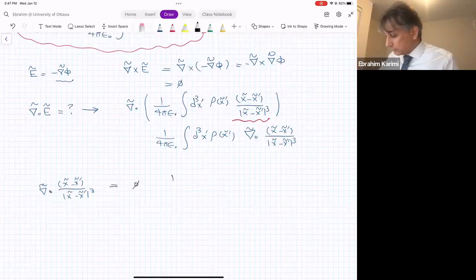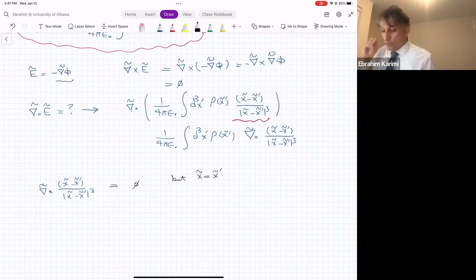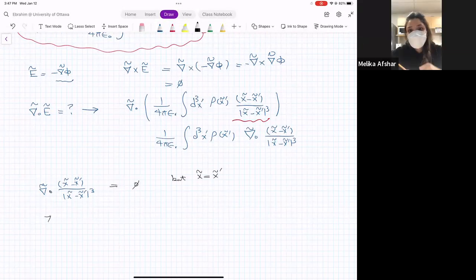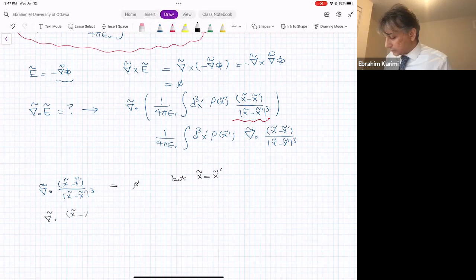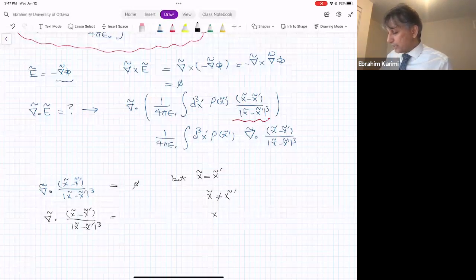But we don't know what is happening when x is equal to x prime. When x is equal to x prime, we have no idea. Then we say that the divergence of (x minus x prime) divided by |x minus x prime| to the power of 3 is a function which is always 0 when x is not equal to x prime. But when x is equal to x prime, that is definitely unknown for us at the moment.